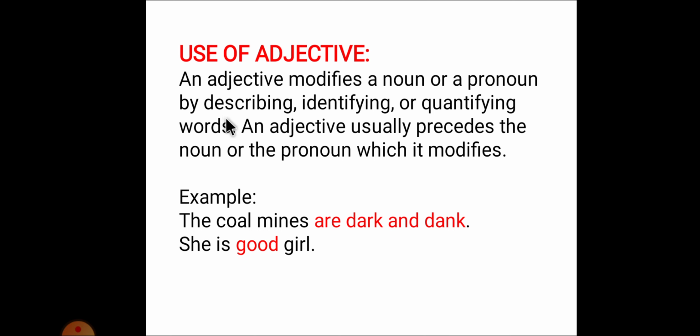Next, adjective. An adjective describes the noun. It modifies the noun or pronoun by describing, identifying or qualifying words. An adjective usually precedes the noun or the pronoun which it modifies. For example, she is a good girl. Who is good? She or girl? So it modifies the noun. The coal mines are dark and dank. So coal mines are very dark and deep. That's why it describes the noun. That is called an adjective.